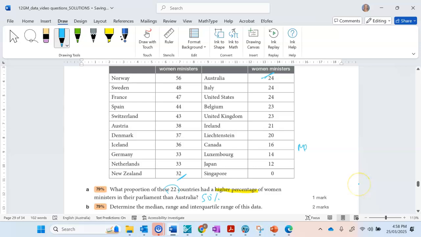I'm just going to write it here instead of scrolling. Median equals 28. The range is just your highest value minus your lowest value. So Norway has 56, Singapore has 0, so your range is just 56. And then the interquartile range, so halfway in this group here, our upper half, so there's 11 values, so we're going to find the 6th value, 1, 2, 3, 4, 5, 6. All right, there we go, Austria in the middle, and there's Ireland. So 38 minus 21 gives us 17.